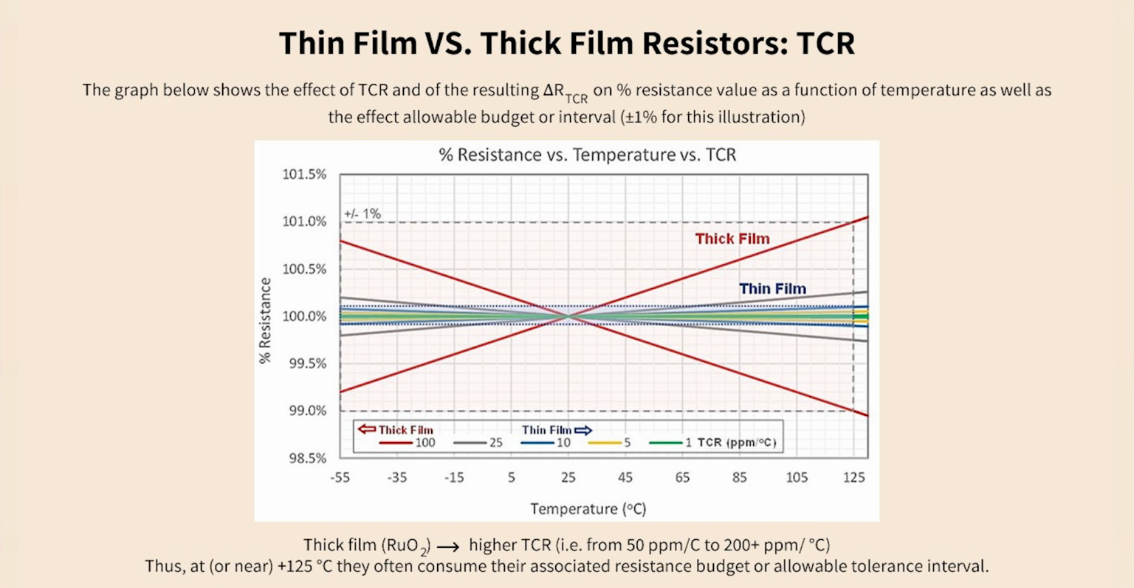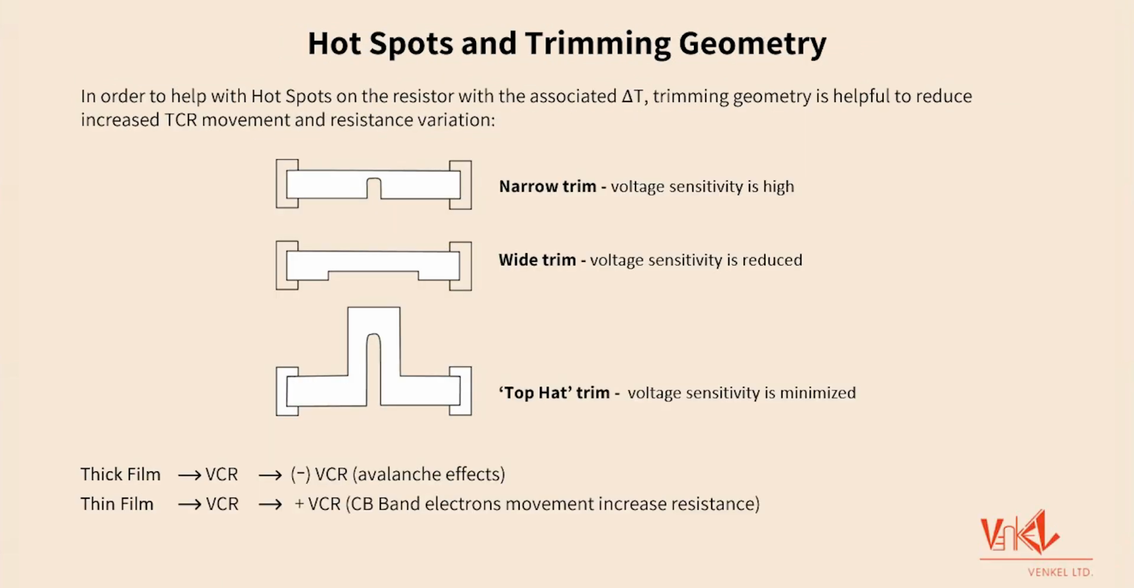For applications requiring precise and stable resistance across a wide temperature range, thin film resistors are the optimal choice. Their lower TCR ensures minimum drift, maintaining performance within allowable tolerance levels even under challenging thermal conditions. Hotspots on resistors, often caused by localized temperature increases, can lead to increased TCR movement and greater resistance variation. Adjusting the trimming geometry of a resistor is an effective way to minimize these effects and improve voltage sensitivity.